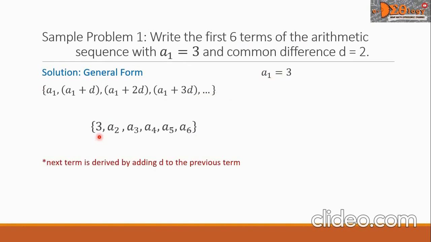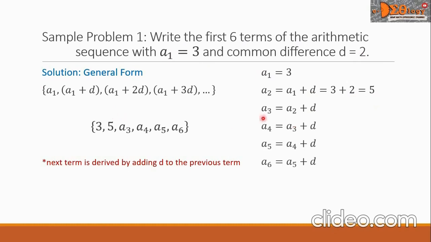Next, we know that next term is derived by adding d to the previous term. So the a sub 2 is equal to a sub 1 plus d, and that is 3, that is the first term, plus 2, the common difference, and the answer is 5. And this number 5, we will substitute to a sub 2 in our sequence here.